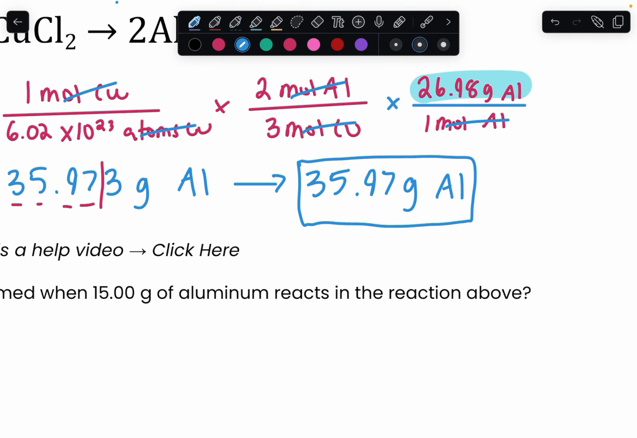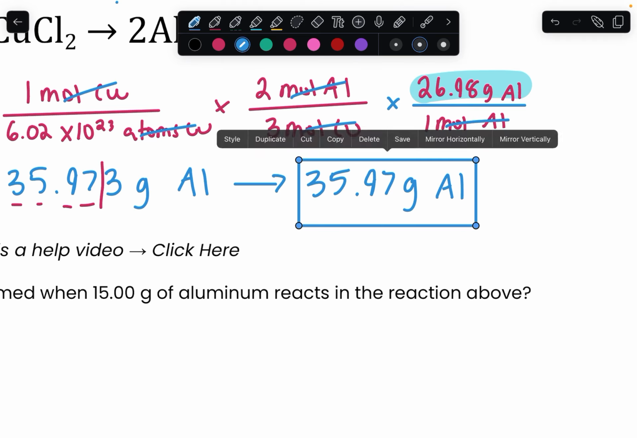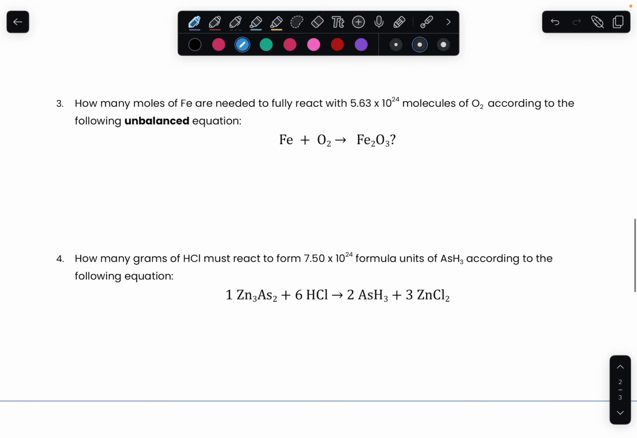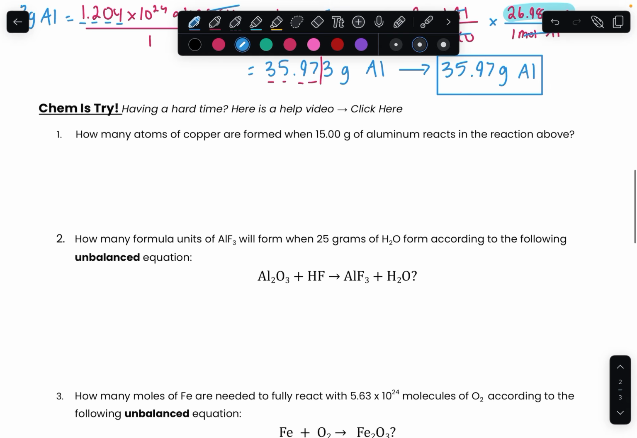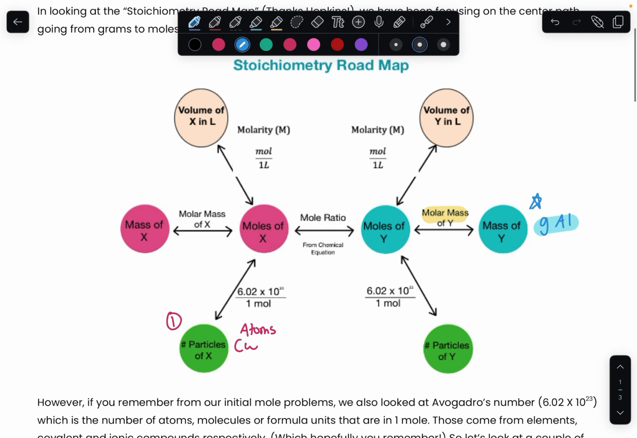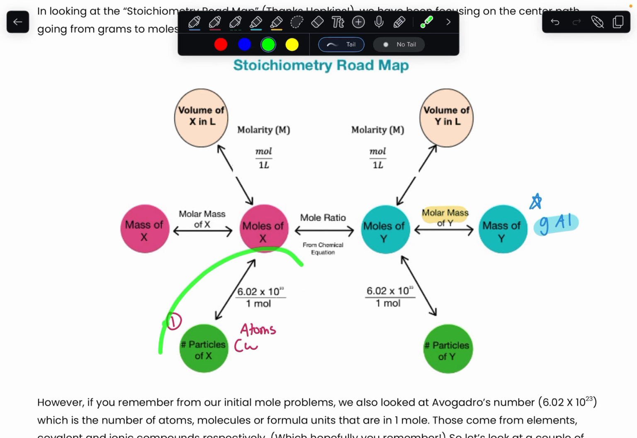Hopefully this helps get you started on the other problems. You will find that all the other problems on this worksheet aren't anything super different than what we did. But you will find that you're going to go through different pathways on this mole map involving this new conversion of Avogadro's number. Hopefully that helps.